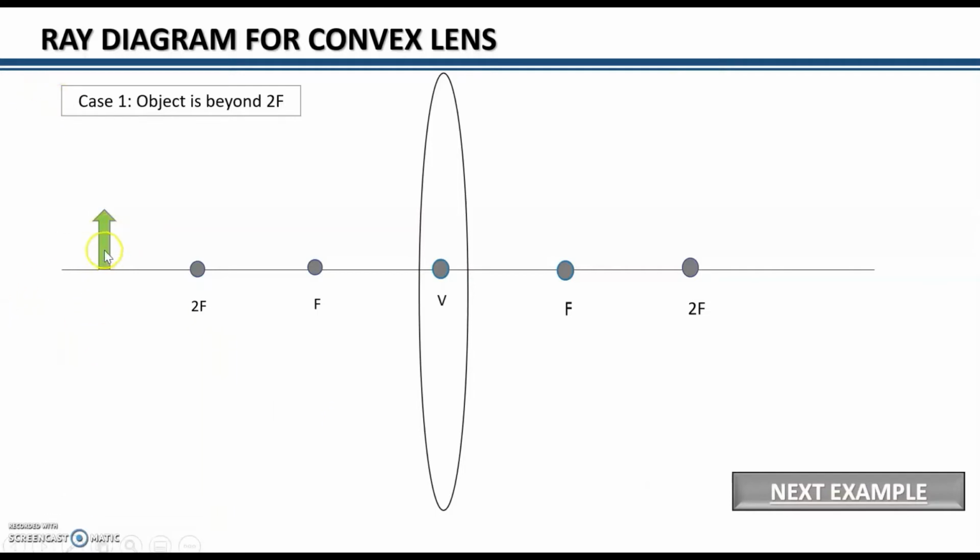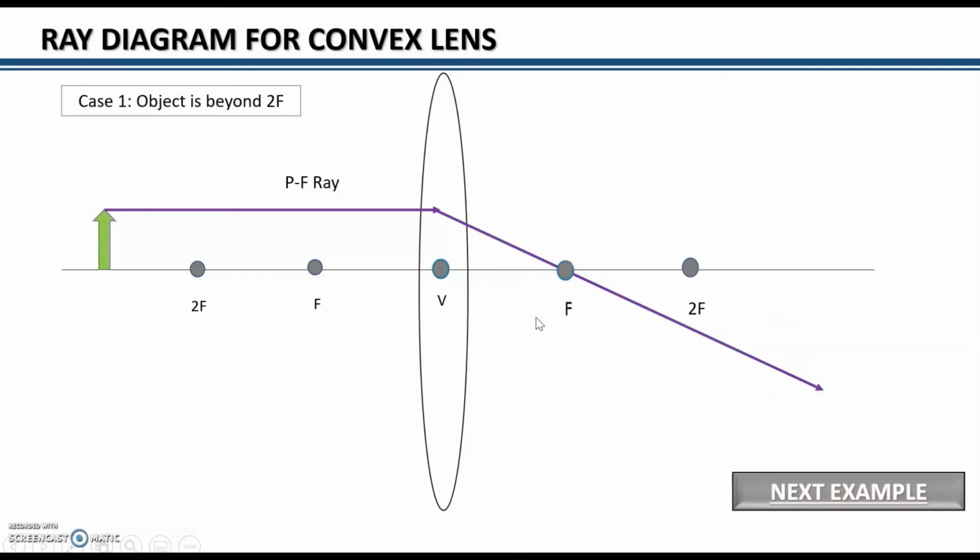So this is the object here. The object is placed beyond 2F. So this is case 1. Object is beyond 2F in front of a convex lens. So look closely on how we're going to do the ray diagram. So first ray, a light ray coming from the tip of the object. It goes straight horizontally parallel to the principal axis. Then it bends downward diagonally passing through F.